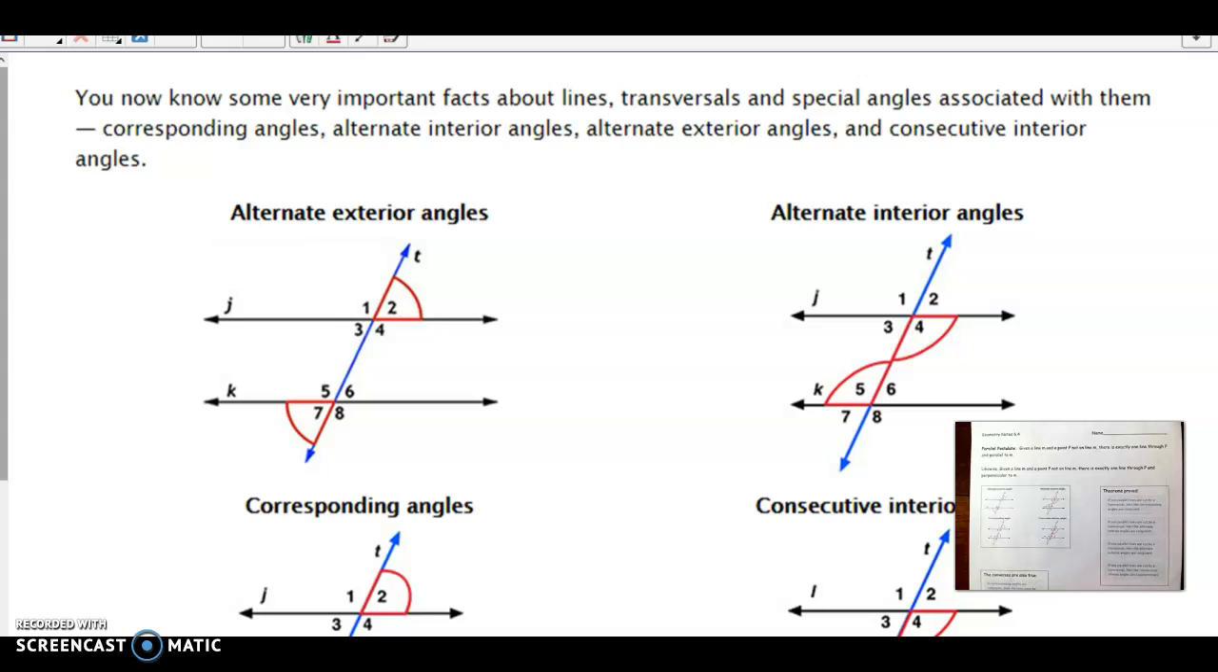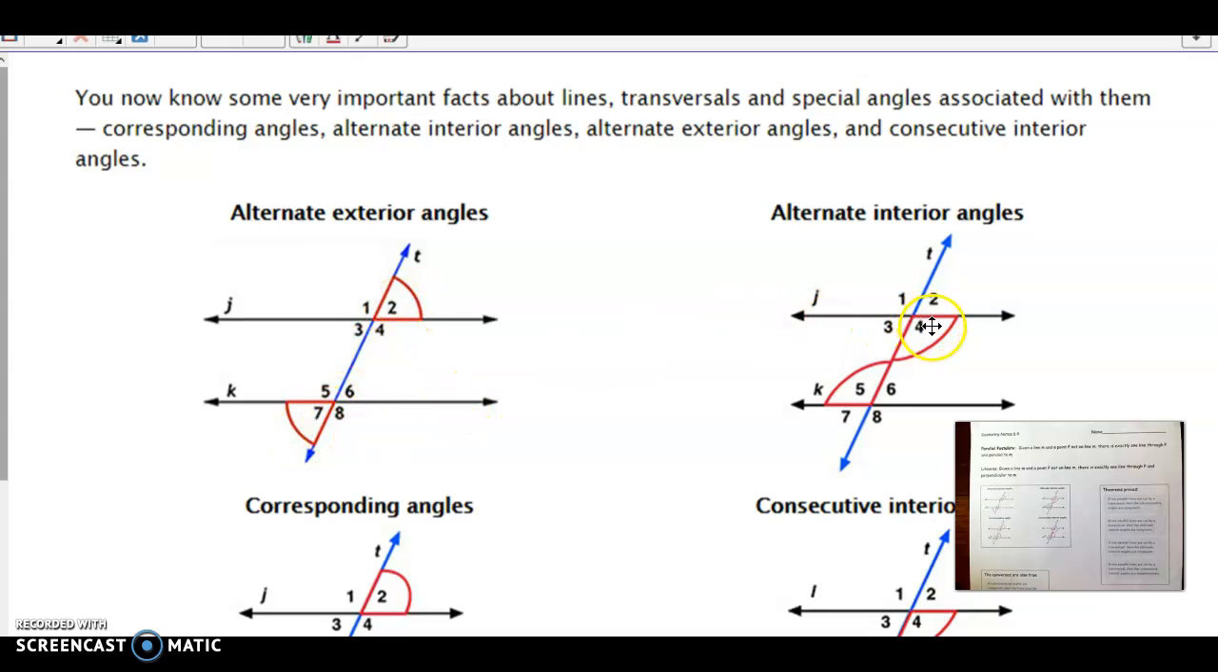One of the new angle pairs that we talked about are alternate exterior angles. And remember, alternate means they have to be on opposite sides of the transversal. So you can see angle 2 is to the right of that line and angle 7 is to the left. Exterior means they have to be outside of the other two lines. So 2 is above that line, 7 is below that line. So these are called alternate exterior.